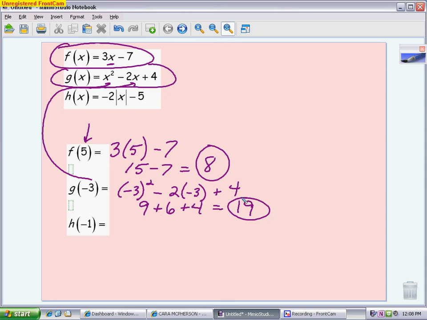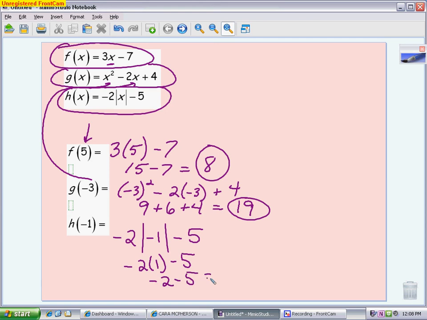And again, your answer represents the y value. Your answer is just that single number you get when you plug in -3 for x. And then the last one wants to know h of -1. So h is the bottom function here in this list. h uses an absolute value. So you're going to put -2 times the absolute value of -1, minus 5. The absolute value of -1 is positive 1, so you're going to have -2 times 1 minus 5, which is -2 minus 5, giving you an answer of -7.